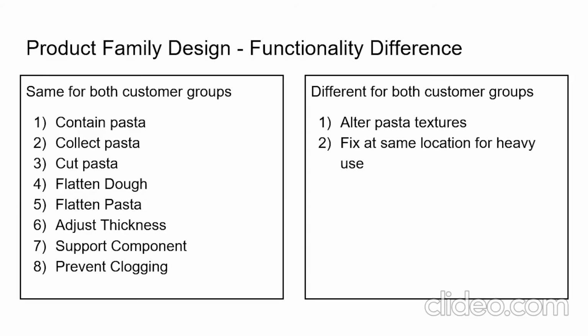For the product family design, the main functionality difference for the 2 customers would be the pasta textures and whether they would be using the same location for the pasta machine. For the primary customer, he would need different pasta textures to serve his needs, and he would be okay with using it at the same location. Whereas the secondary customer would be okay with a single pasta texture but wouldn't be using the pasta machine at a single location.